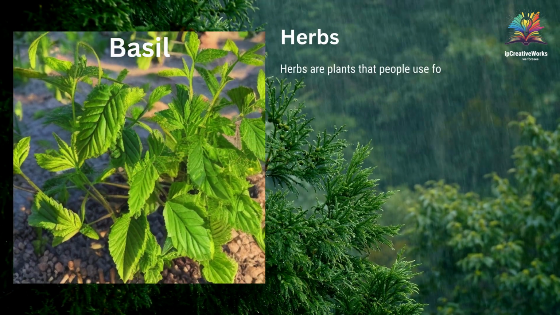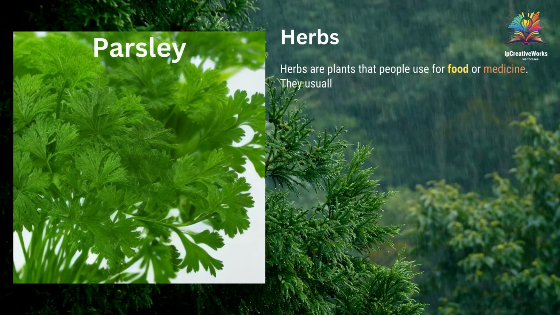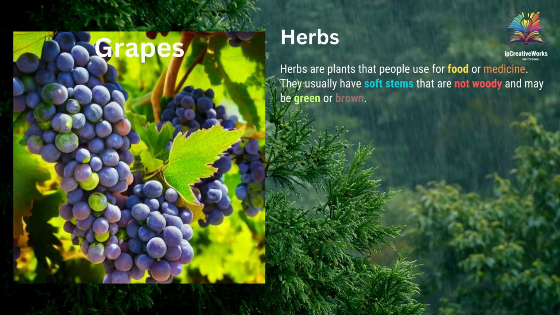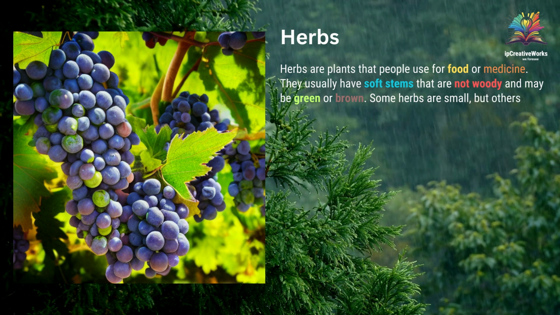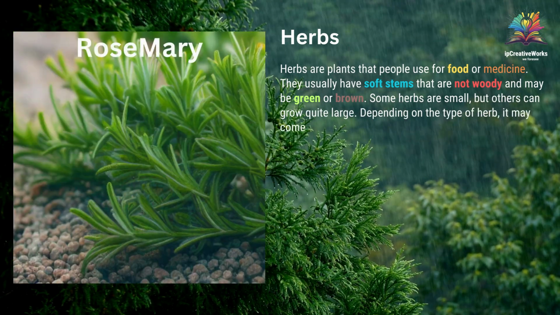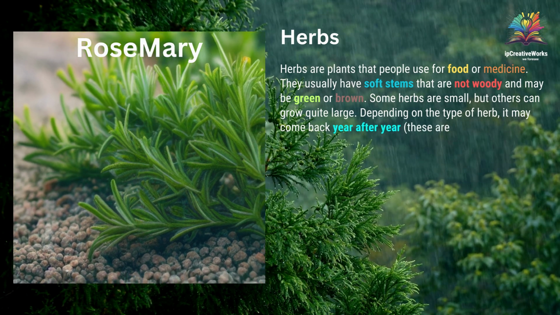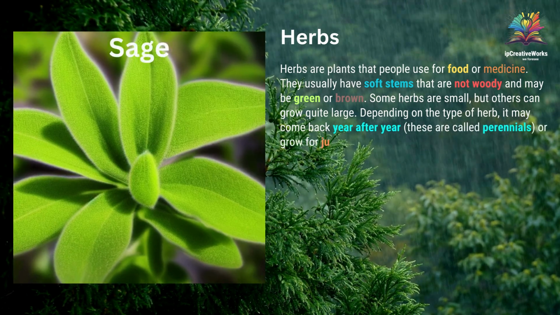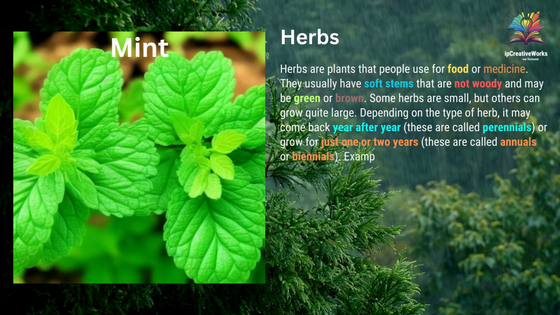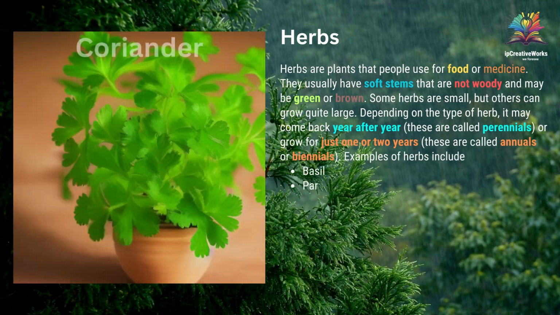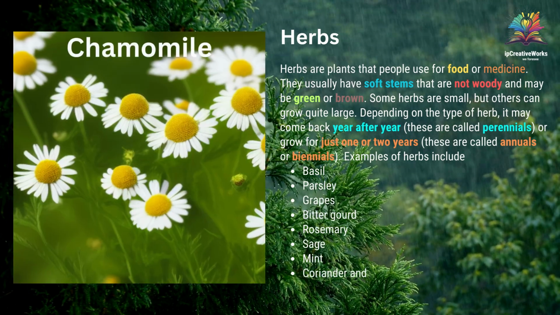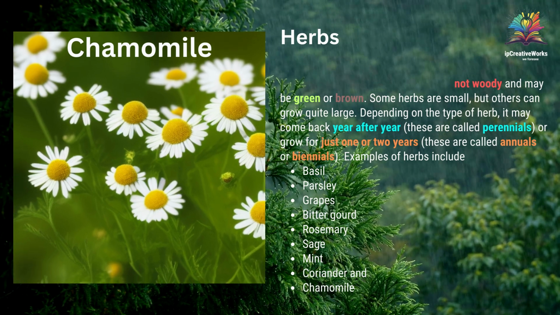Herbs are plants that people use for food or medicine. They usually have soft stems that are not woody and may be green or brown. Some herbs are small, but others can grow quite large. Depending on the type of herb, it may come back year after year. These are called perennials, or grow for just 1 or 2 years. These are called annuals or biennials. Examples of herbs include basil, parsley, grapes, bitter gourd, rosemary, sage, mint, coriander and chamomile.